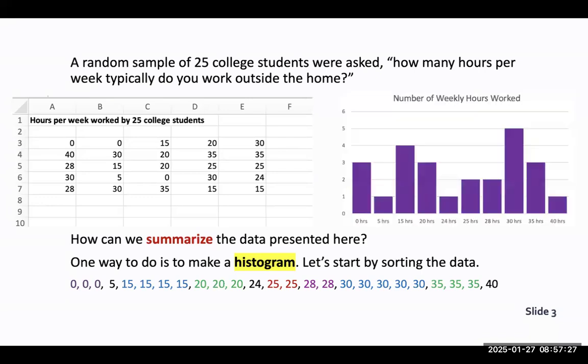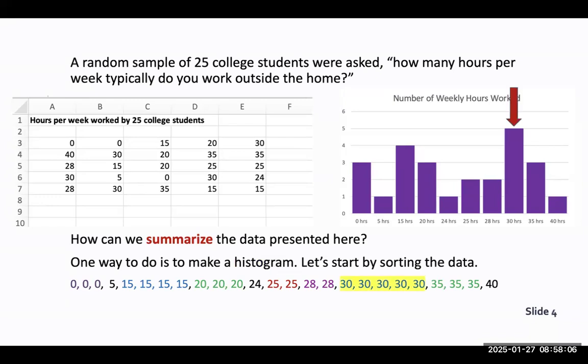Now that same data is presented here visually in the histogram. So you can see my first bar says 0 hours, and there were 3 students who worked 0 hours. We have 1 student working 5 hours, 4 students working 15 hours, and so on. Now we tend to do this with a spreadsheet, and I'm going to teach you how to do this with a spreadsheet in the next video. But right now we just want to understand how this works, how we can make a bar chart using the data.